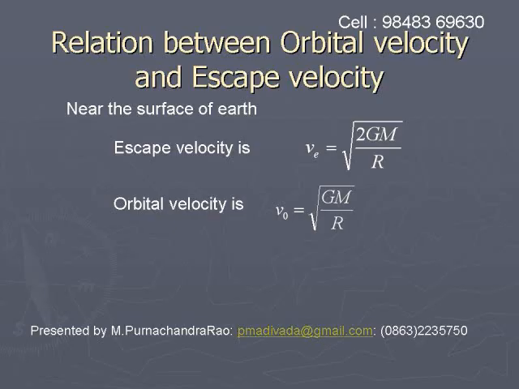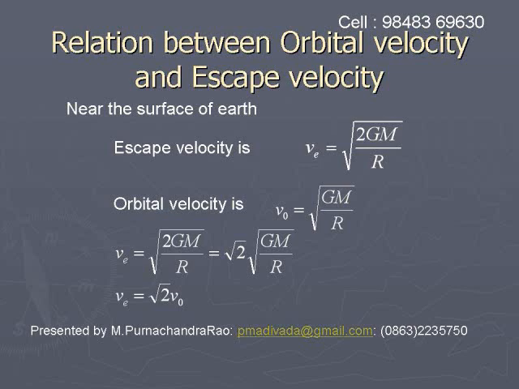Ve is square root of 2GM by R and v0 is square root of GM by R. Therefore, Ve is equal to square root of 2GM by R, that is equal to root 2 into square root of GM by R. So, Ve is equal to root 2 times v0. This is the relation between orbital velocity and escape velocity.